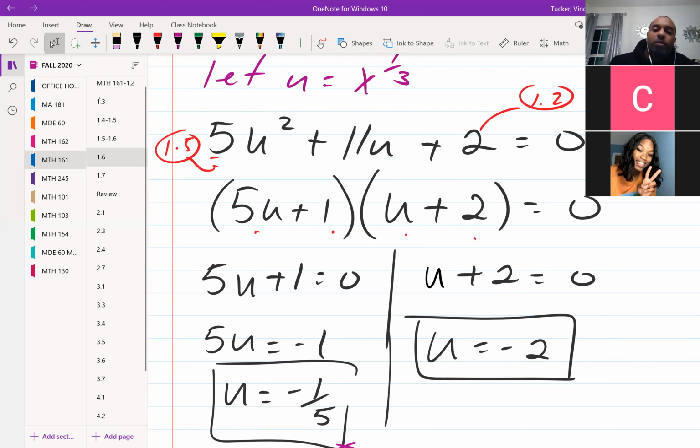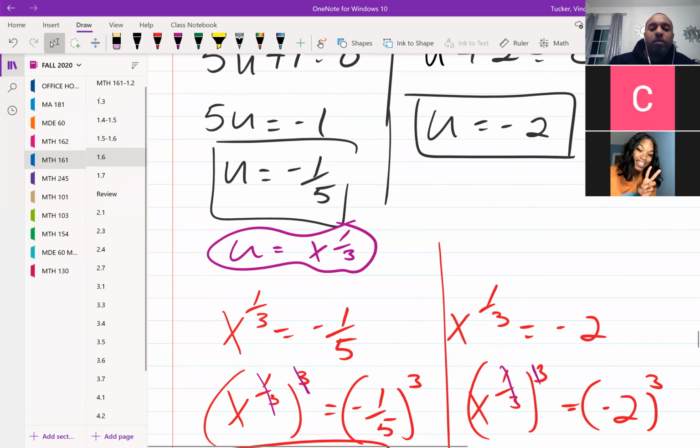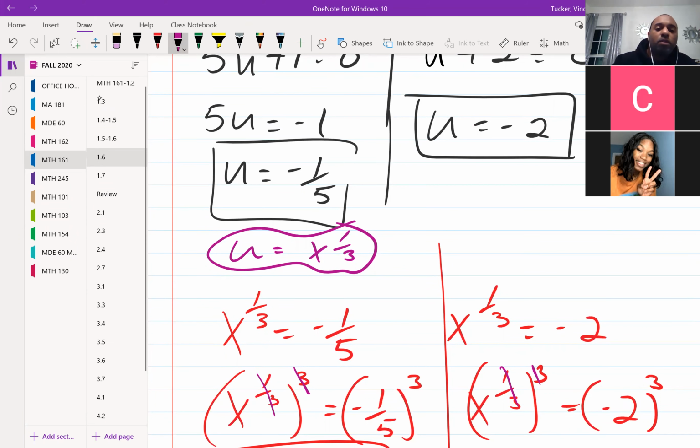All right, so now we'll take x to the 1/3 and plug it back in for u. So we have x to the 1/3 equal to negative 1/5, and x to the 1/3 equal to negative 2. Don't forget x to the 1/3 is the same thing as the cube root of x.